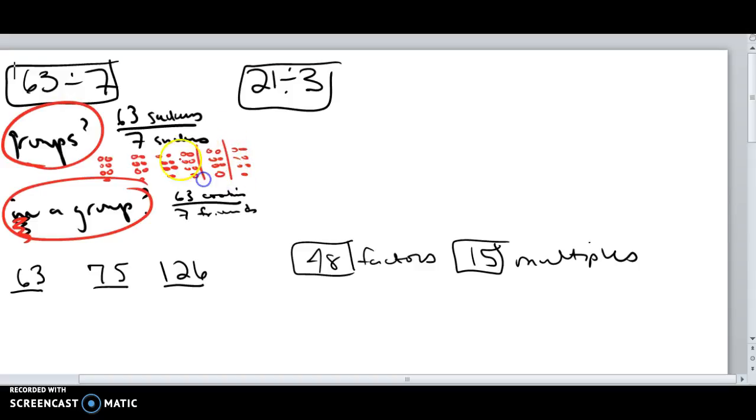Let's see, 1, 2, 7. We should have 9 total here. So I think I need one more. So 1, 2, 3, 4, 5, 6, 7, 8, 9. So I would have 9 groups or 9 friends that I could give suckers to.